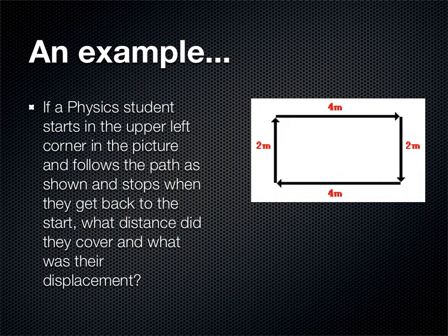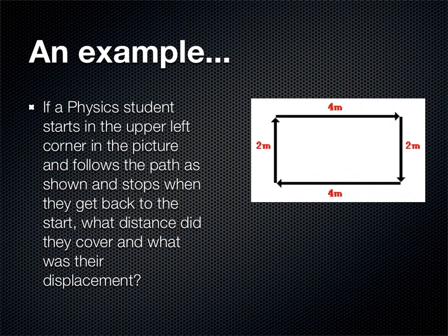To further explain the difference between distance and displacement, let's do this example question. If a physics student starts in the upper left-hand corner of the picture, like right there, and follows the path as shown, so they go 4 meters this way, then 2 meters this way, then 4 meters this way, and then back up 2 meters that way, and they end where they started, the question is what distance did they cover and what was their displacement?